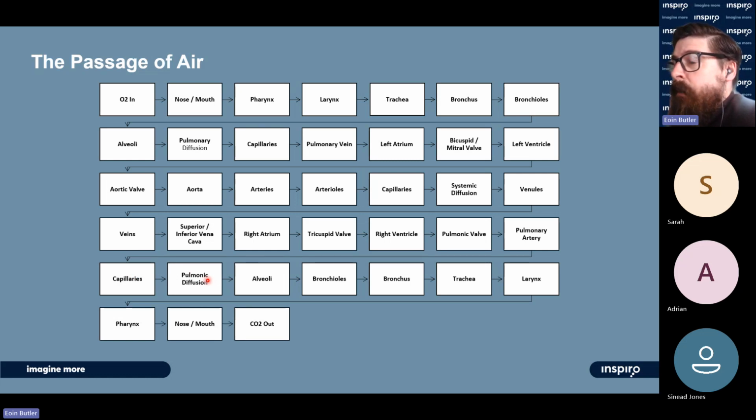Pulmonary diffusion will take place where carbon dioxide jumps into the alveoli, then it's brought out through the bronchioles, up the bronchus, up the trachea, past the larynx, past the pharynx, and out through the nose and mouth. So that is the flow of air or passage of air around the body. Any questions?